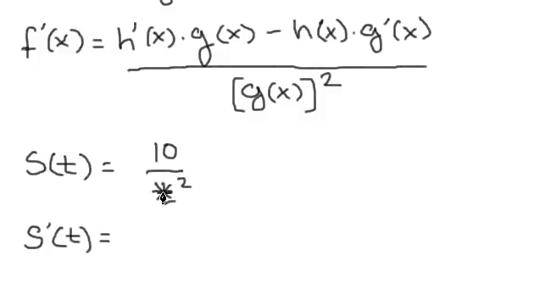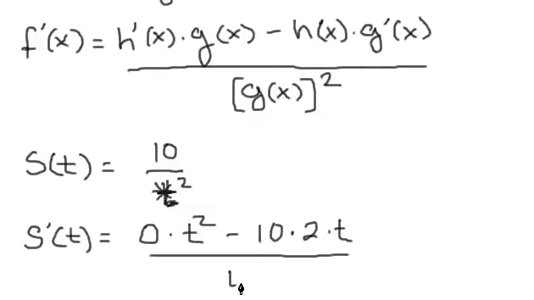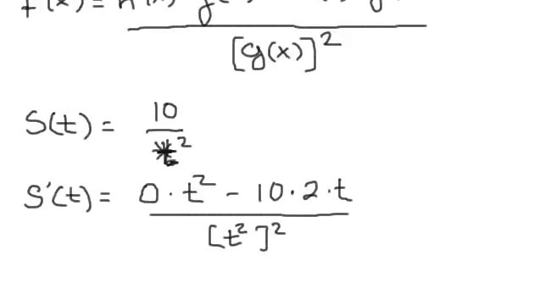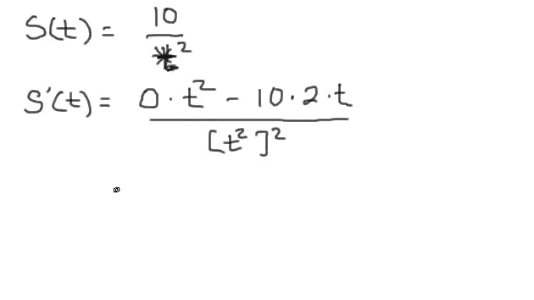I see a mistake I made here. So used to using x's. That should be a t right there. Okay, sorry about that. So the derivative of the numerator, so derivative of 10 is 0, times the denominator, minus the numerator, times the derivative of the denominator, which is 2t, and it's all over the denominator squared. And of course we want to clean this up, right?